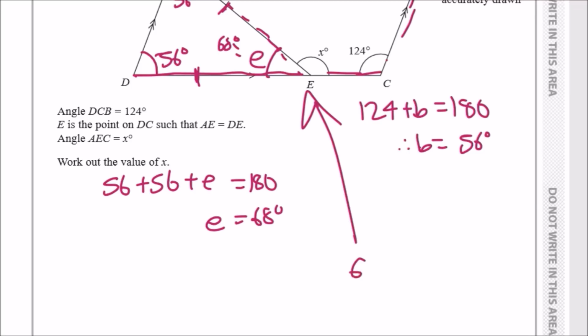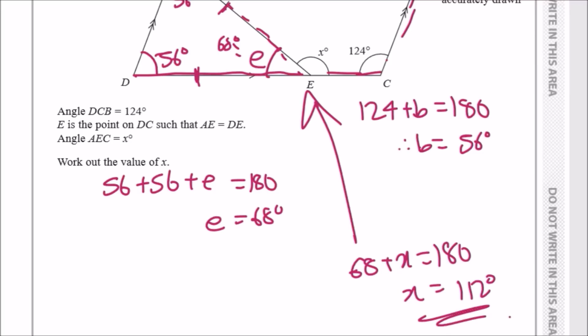so 68 plus x equals 180. So just subtract 68 from 180, and you should get 112. And that's it, guys. This is the end of the question. So this should be 112 degrees. Okay, so just write it here in your final box, and let's move on.